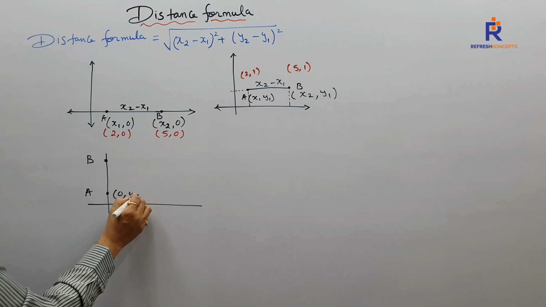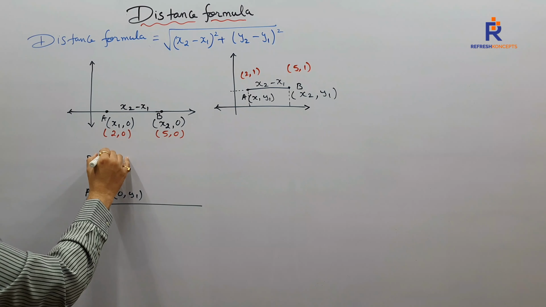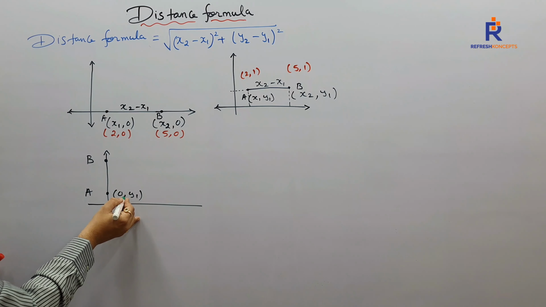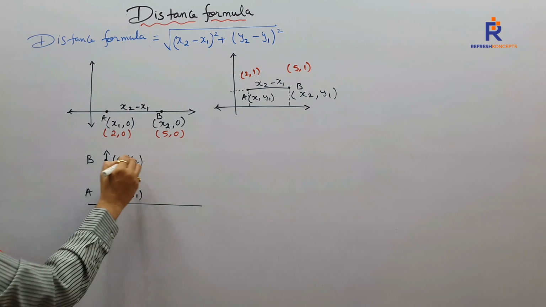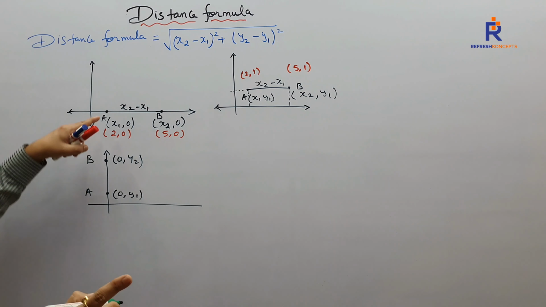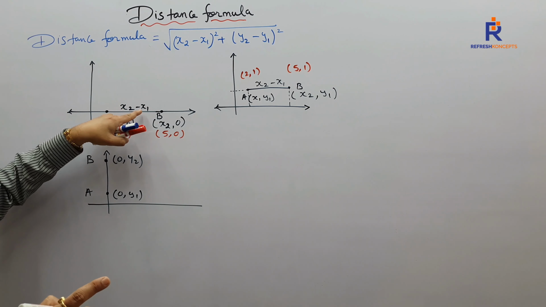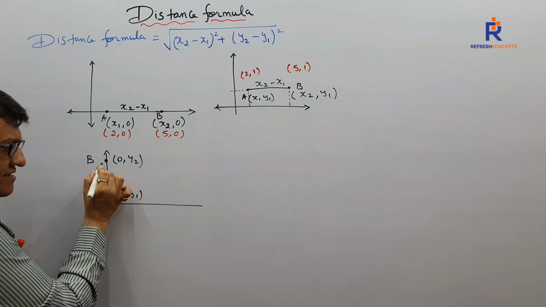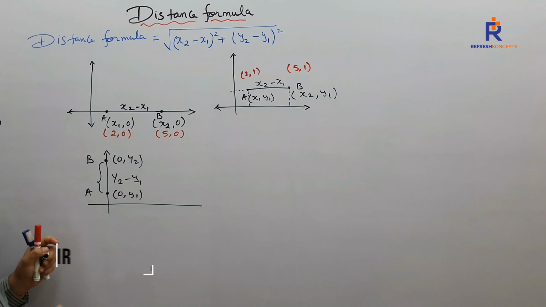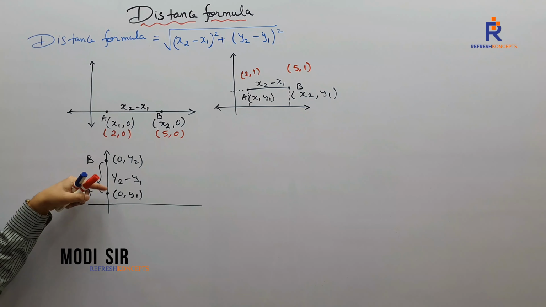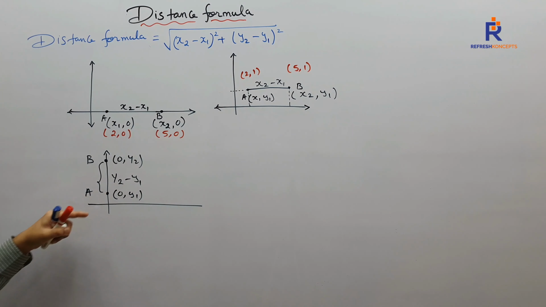0 comma y1. On y-axis, mind you, the x coordinate is 0. And what is this going to be? 0 comma y2. Now, I did not tell you more. You must have understood, if this is x2 minus x1, here this distance will be nothing other than y2 minus y1. Distance AB will be calculated as y2 minus y1.